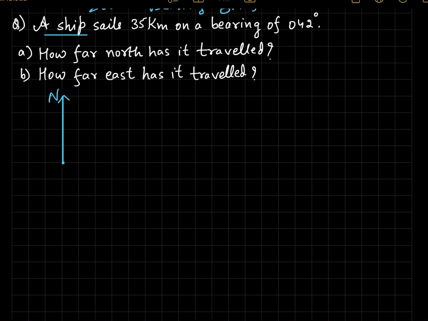I'm not taking an exact scale, but 42 degree would be somewhere like this. So this is our 042 degree angle, and this is the 35 kilometer distance, right? Let us name the starting point A, and let us say the ship reaches B. You can plot north here. Now our drawing is done.